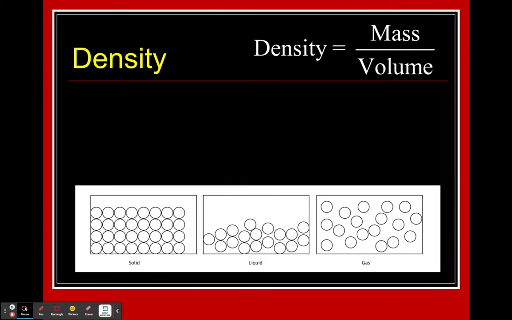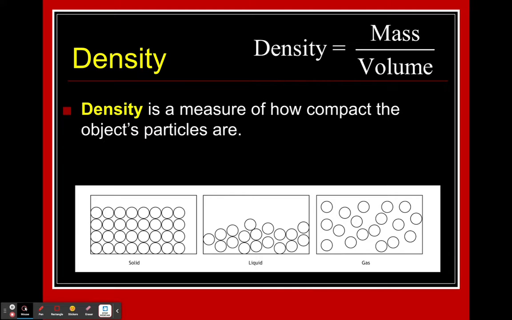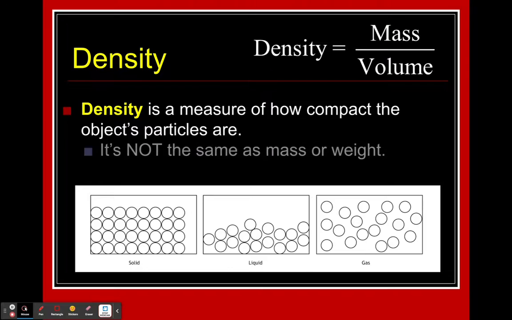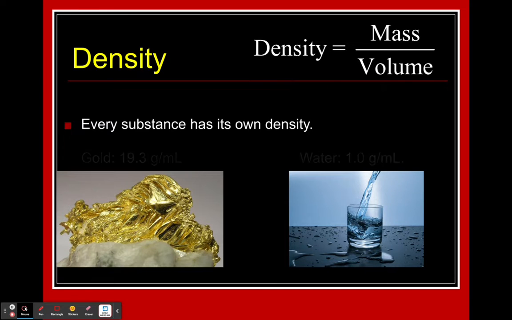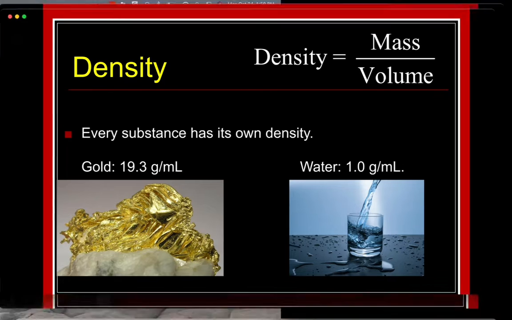And lastly, density. Density is the measure of how compact the object's particles are. It's not the same as mass or weight. Every substance has its own density. So everything on the periodic table of elements has its own level of density that's different than everything else. For example, gold has a lot of density, which is why it's difficult to put your finger through it or break it in half. But water's pretty easy to put your hands through and separate.